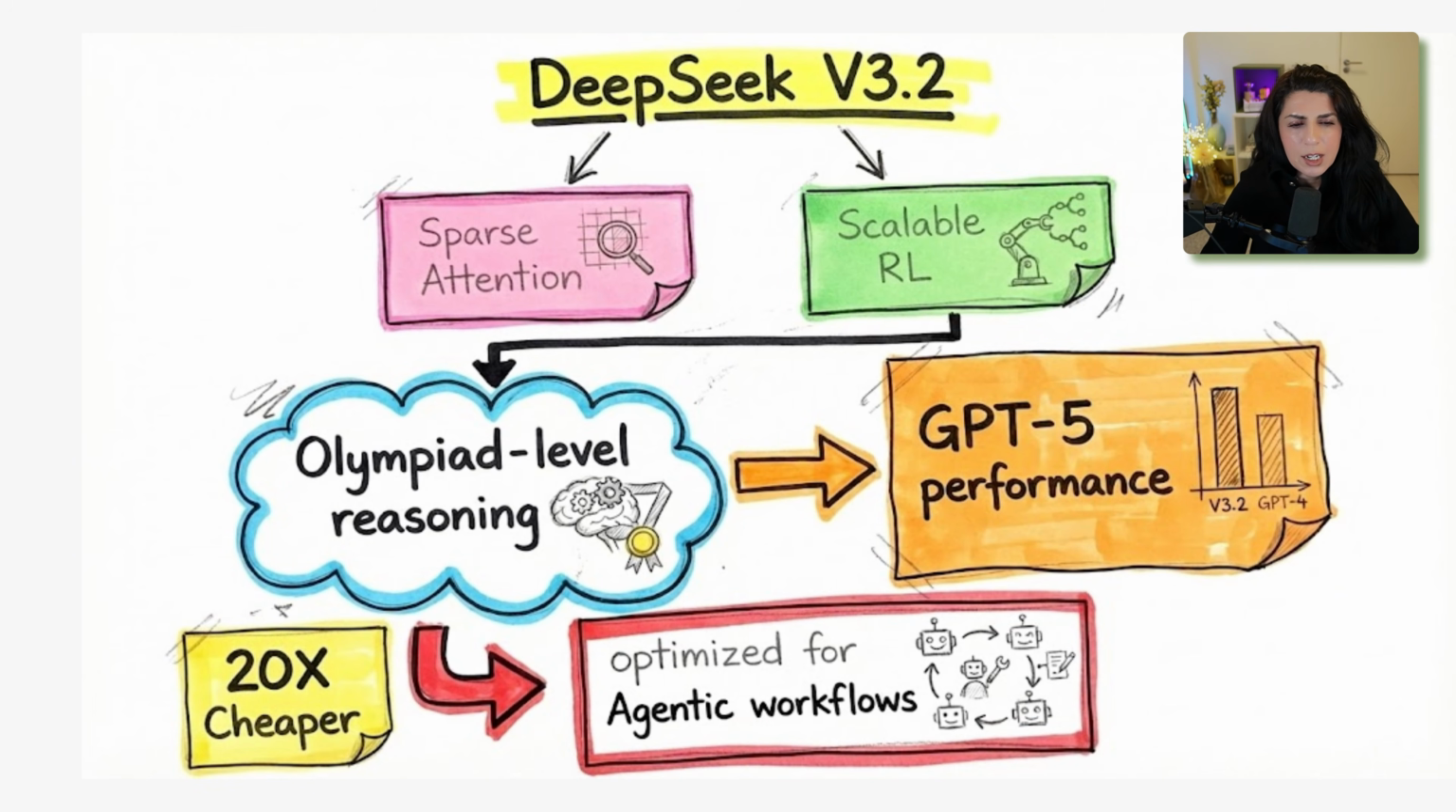So DeepSeek has a sparse attention, scalable RL, and gives these Olympiad level reasoning. Its performance is as good as GPT-5, but the cost is about 20 times cheaper. So it's optimized for agentic workflow.